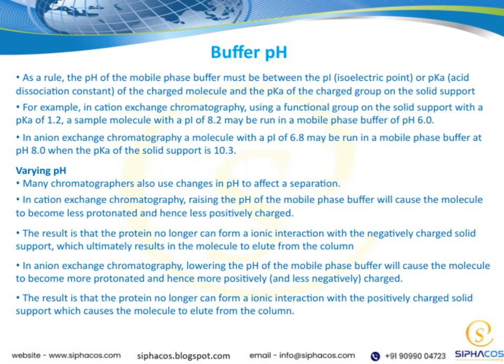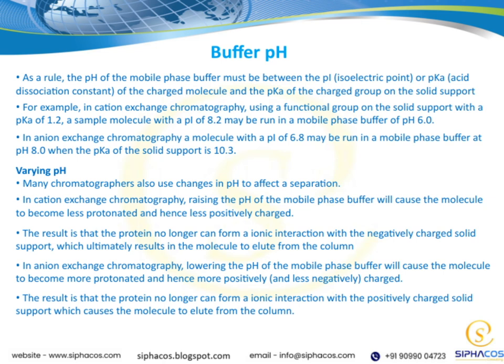Let's talk about buffer pH and why it matters in chromatography. As a general rule, the pH of the mobile phase buffer should be set between the pI or pKa of the charged molecule and the pKa of the charged group on the solid support. This range ensures that the molecule and the support interact optimally. For example, in cation exchange chromatography, if the solid support has a functional group with a pKa of 1.2 and your sample molecule has a pI of 8.2, you would typically run the system at a pH around 6. This pH balances the charge states for effective separation.